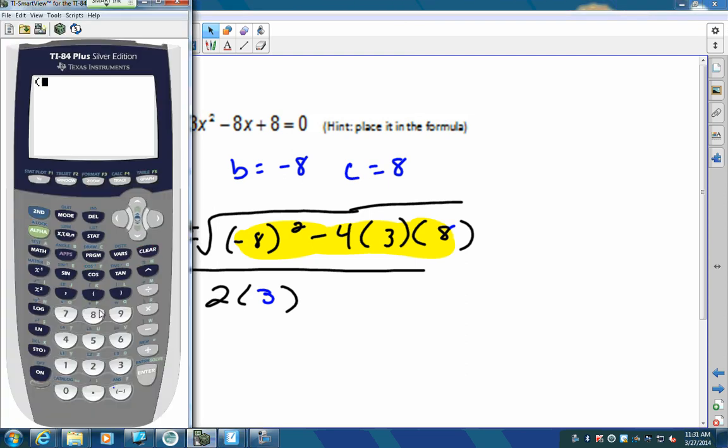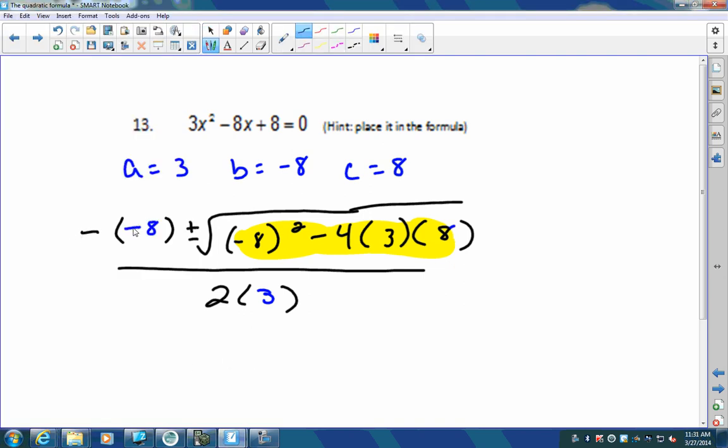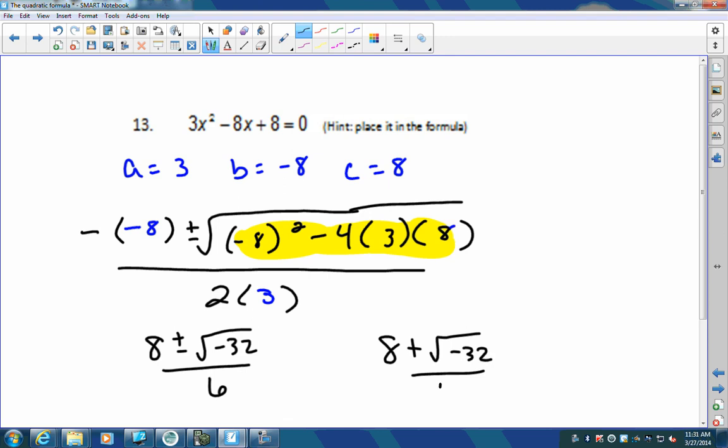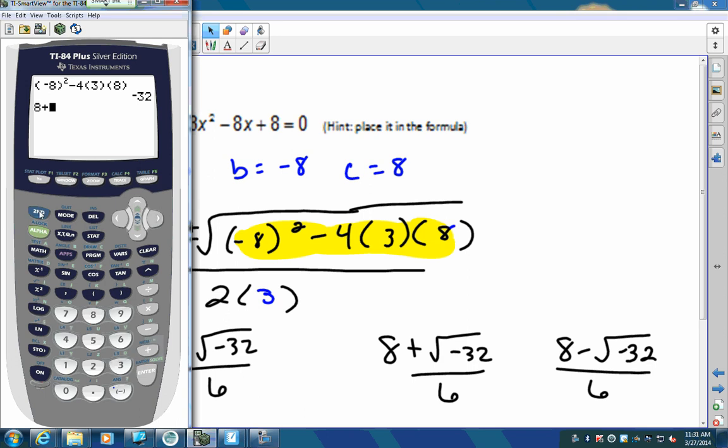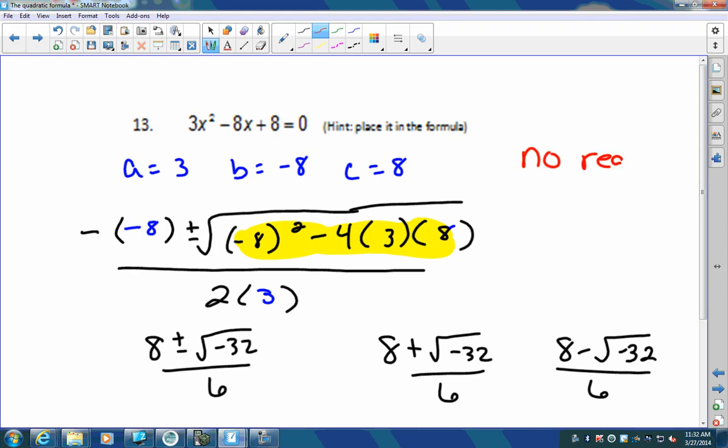So when I go into the calculator, I put in negative 8 squared minus 4 times 3 times 8, and I press enter. It gave me a negative 32. A negative times a negative is a positive, so I have 8 plus or minus the square root of negative 32 over 6. Let's go 8 plus the square root of negative 32 divided by 6. Try and put that in your calculator. When you press enter, it tells you error, no real answers. There are no real solutions.